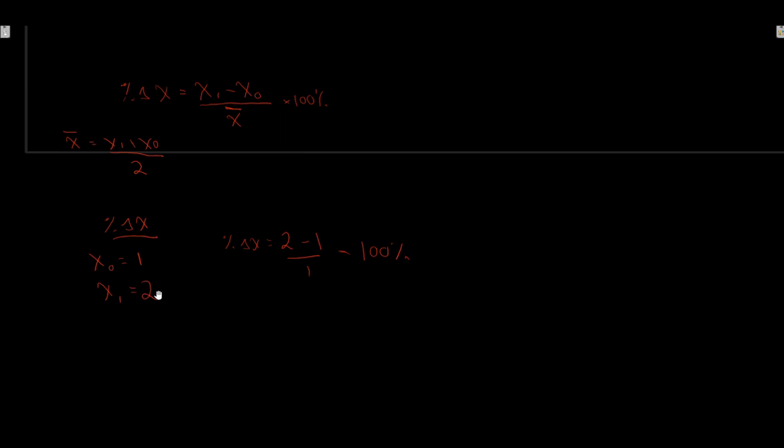So what would happen here? If instead of going from 1 to 2, I went from 2 to 1, well, the percent change in x in that case, if I started off at 2 and went to 1, is 1 minus 2 all over 2. 1 minus 2 is negative 1 over 2, that's negative 1 half, that's negative 50%.